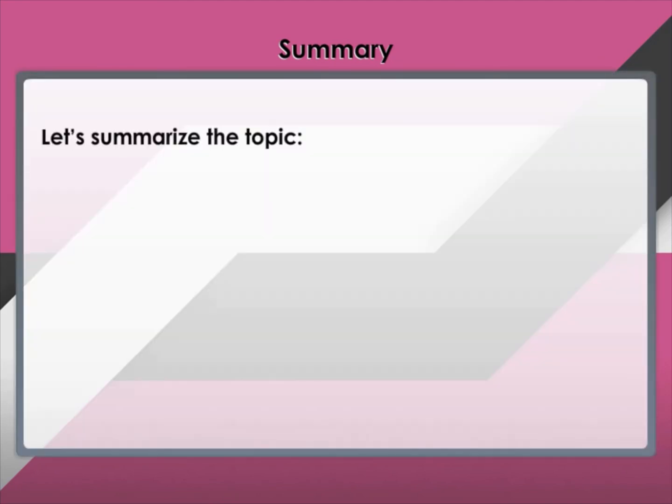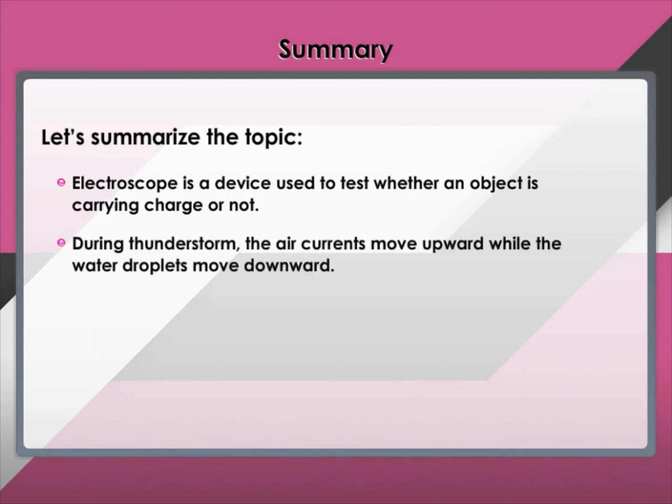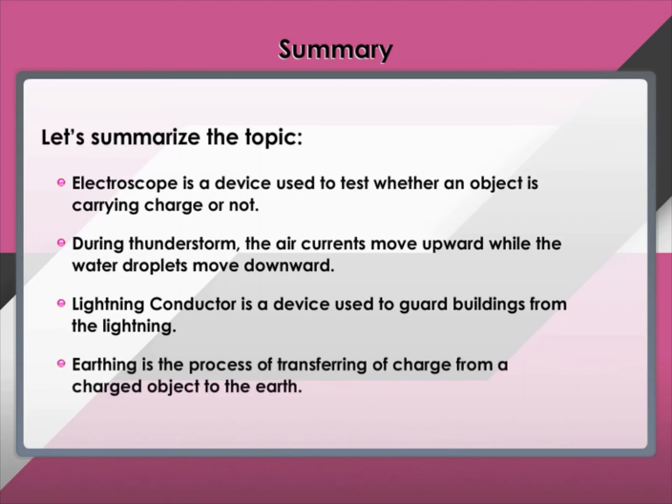Summary. Let's summarize the topic. Electroscope is a device used to test whether an object is carrying charge or not. During thunderstorm, the air currents move upward while the water droplets move downwards. Lightning conductor is a device used to guard buildings from the lightning. Earthing is the process of transferring of charge from a charged object to the earth.